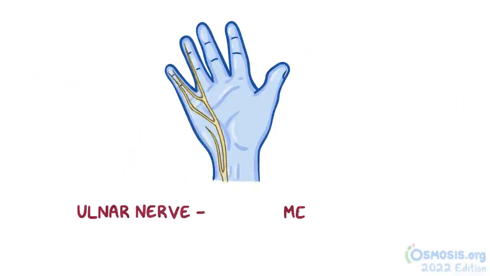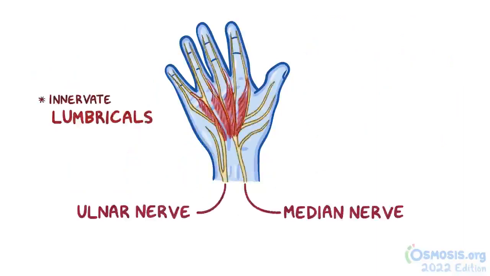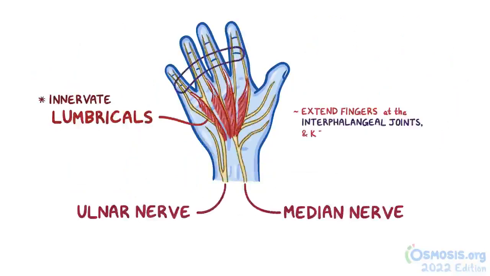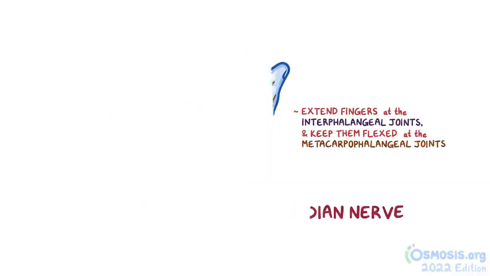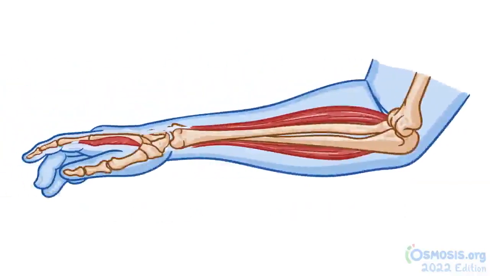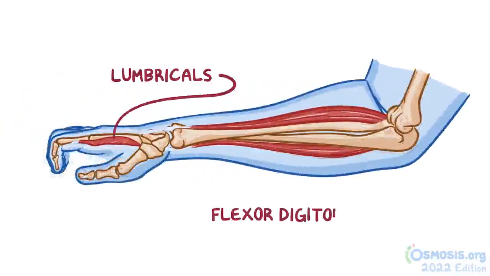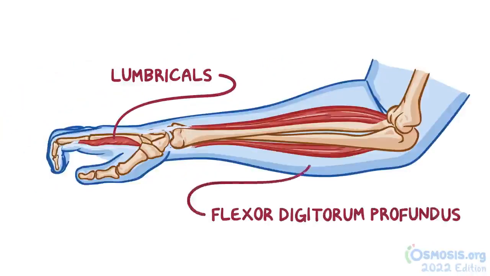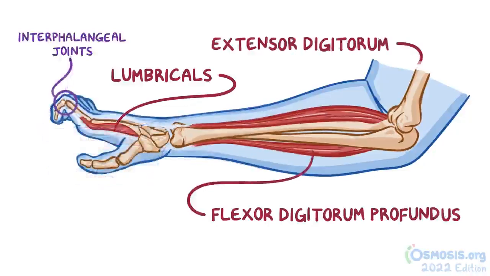Finally, both the ulnar and median nerves innervate the lumbricals, which are 4 muscles that extend the fingers at the interphalangeal joints, and keep them flexed at the metacarpophalangeal joints. On the contrary, muscles of the forearm oppose the action of the lumbricals. These muscles include the flexor digitorum profundus, which flexes the fingers at the interphalangeal joints, and the extensor digitorum, which hyperextends them at the metacarpophalangeal joint.